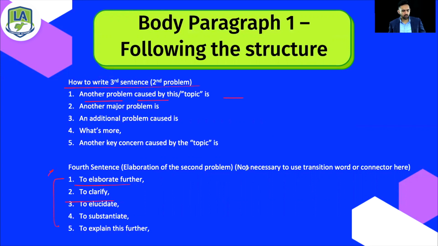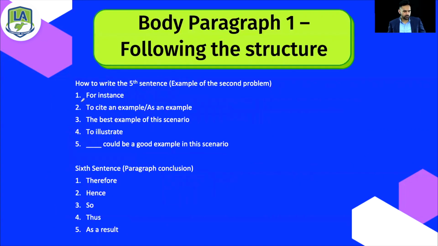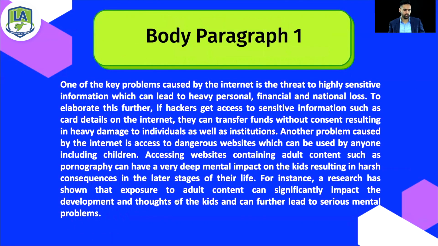You are not really required to use a transition word. You can simply start, another problem is this. Then you can simply start, this will not only cause this, right? So you can avoid this if you want to. And then you'll give an example: for instance, to cite an example, the best example to illustrate. For 6 and 10 it will be therefore, hence, so, thus, as a result.